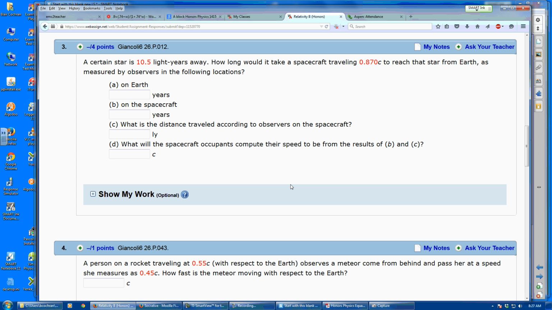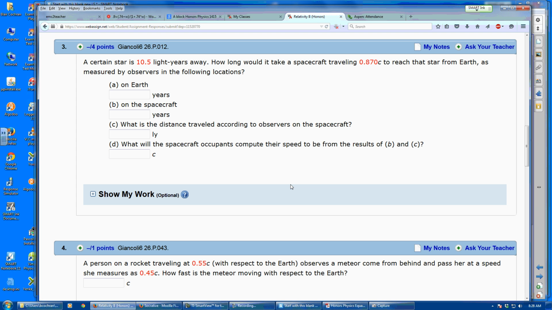So it's a distance. How long would it take a spaceship traveling this to reach the star from Earth, as measured from the following locations? So, on Earth, how many years? On the spacecraft, how many years? We know that time is passing differently on the Earth than on the spacecraft.